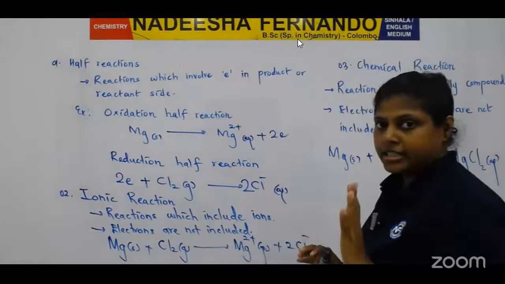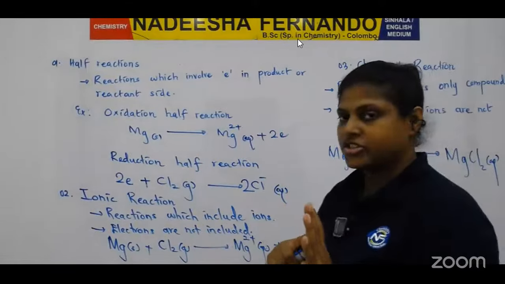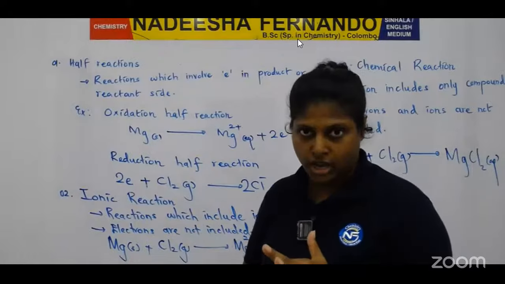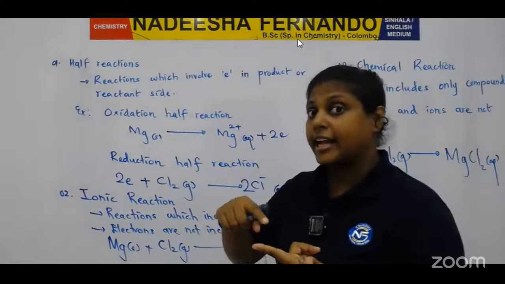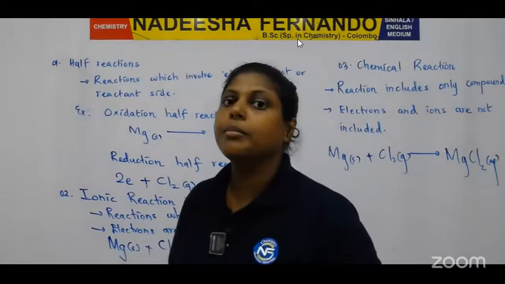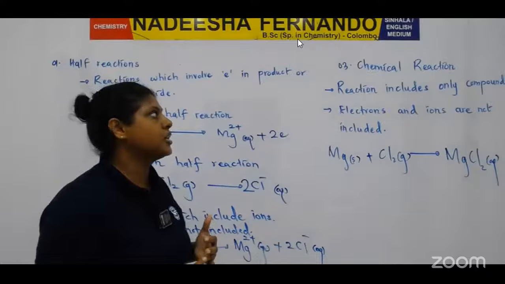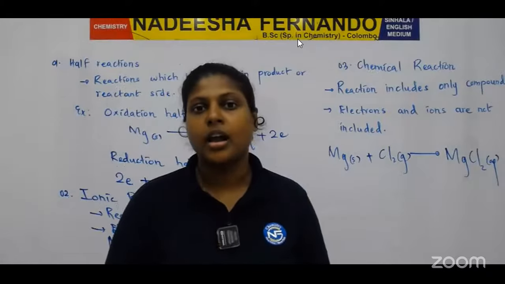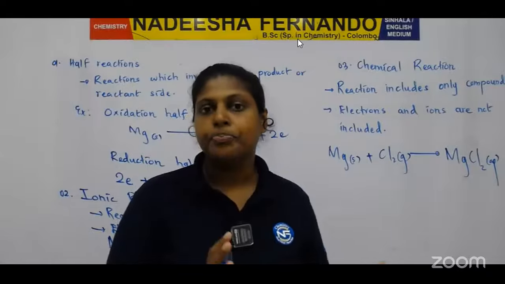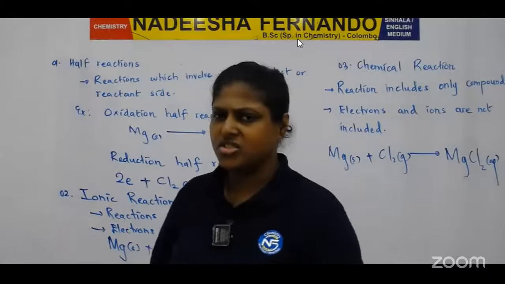So these are the 3 types that we have in a balanced redox reaction. 5 marks for separate oxidation half reaction and reduction half reaction, another 5 marks for the ionic reactions, and a total of 10 marks for the chemical balanced reaction. Most probably in structured questions, they will ask only half reactions and the balanced ionic reaction.